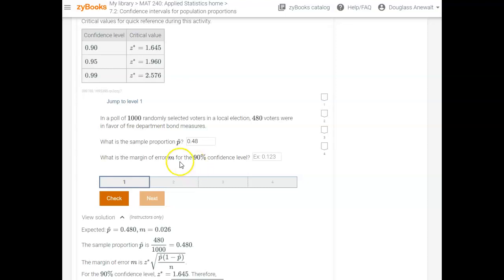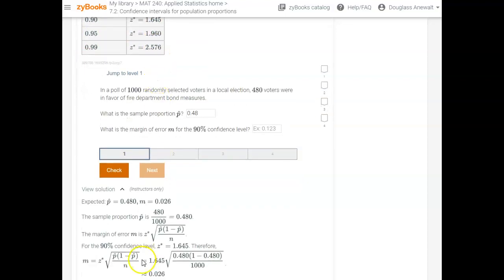Now the margin of error for 90% confidence level, first you're going to come up and look at the critical value you need, which is 1.645. And we're going to use this formula here, whatever that critical value is. And for 90%, it's 1.645. We need to look at that sample proportion we just calculated. We're going to take it and multiply it by 1 minus that.